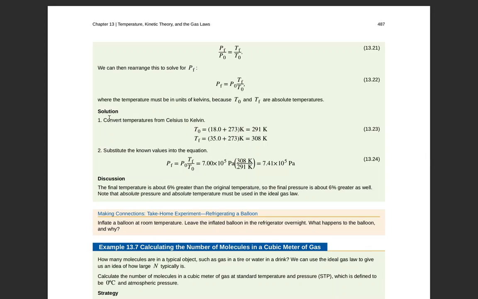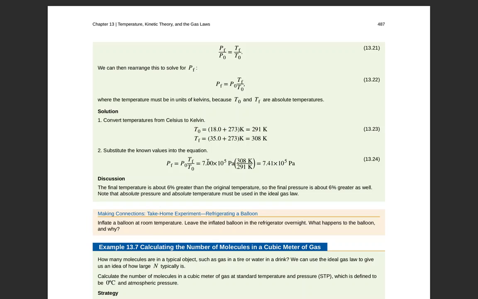So we convert first the temperatures from Celsius to Kelvin. Use that equation we found out at the beginning. We want to find the change. So we have 18 plus 273. That'll give us 291 Kelvin. And 35 plus 273 Kelvin will give us 308.